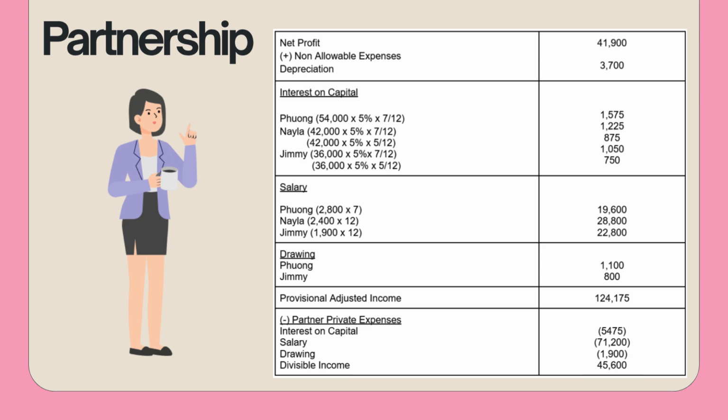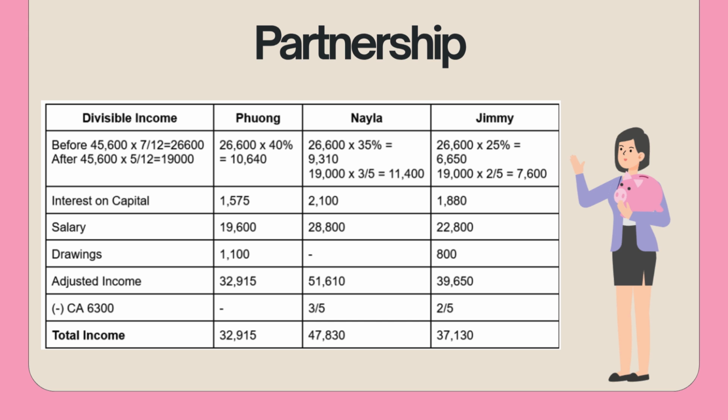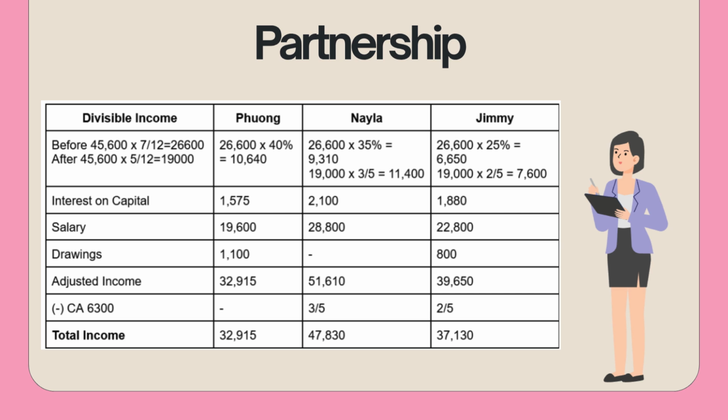This residual amount of 45,600 ringgit is the final profit that will now be distributed among Phuong, Nayla, and Jimmy, according to their agreed partnership profit-sharing ratio. This financial breakdown details how the divisible income and expenses are distributed individually to Phuong, Nayla, and Jimmy to find their final total income. The process begins by dividing the total divisible income of 45,600 ringgit into two time periods.